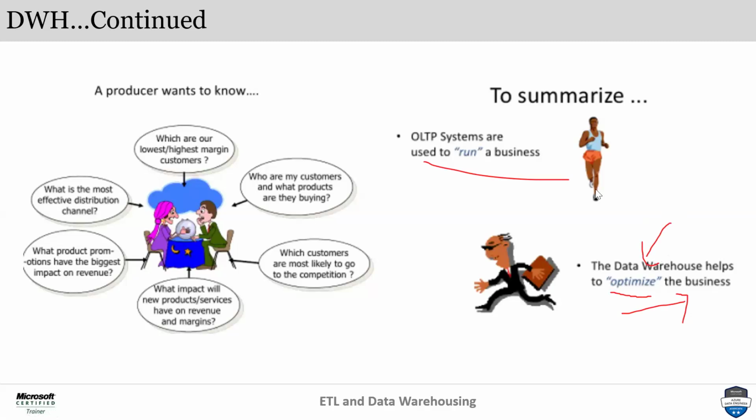We can understand where the gaps in the business are. For example, seasonality. In a particular season, suppose in summer, AC sales are higher. When it comes to winter, the sales won't be that much. Regionally or seasonally, the demand will change. So based on that, they arrange the stocks accordingly. Exactly. They optimize the business, meaning they take decisions based on the data warehouse data.